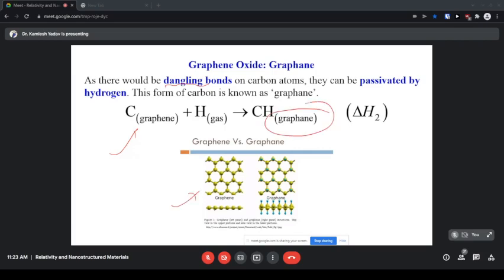Suppose this is graphene, a single layer of graphite. You can combine hydrogen, and this hydrogen will attach to the carbon atom, or you can say the carbon atom is hydrogenated, and this will be graphane. And this leads to a change in the property. For example, the band gap of graphene is 0, but the band gap of graphene oxide will not be equal to 0. Therefore, in this way, we can modify the property of graphene.